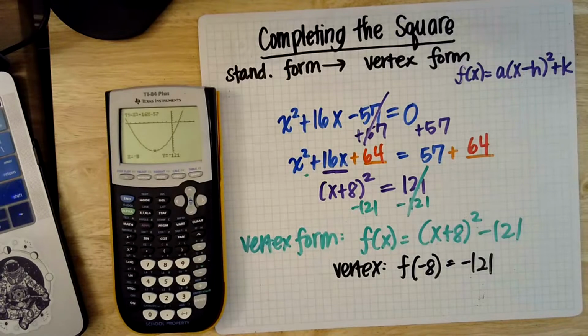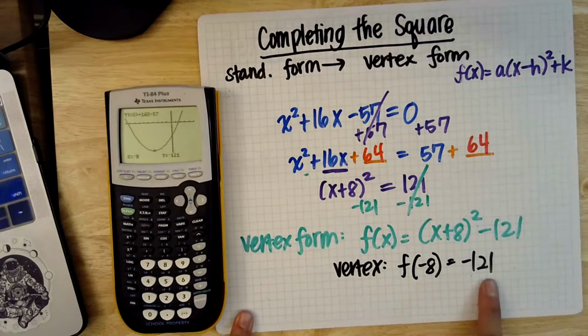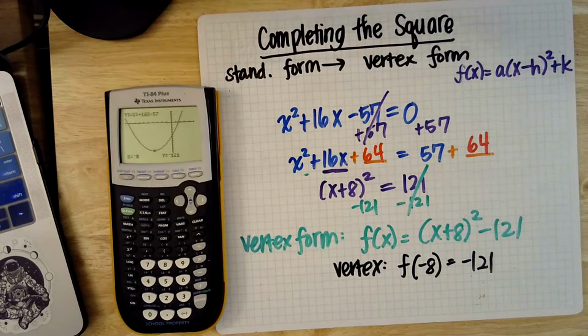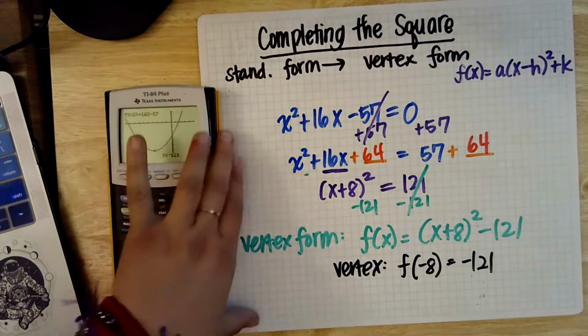So what is my vertex? Negative 8 is my input, and my output is negative 121. So I'm going to go ahead and show this all over again with another example. Please make sure you see this.